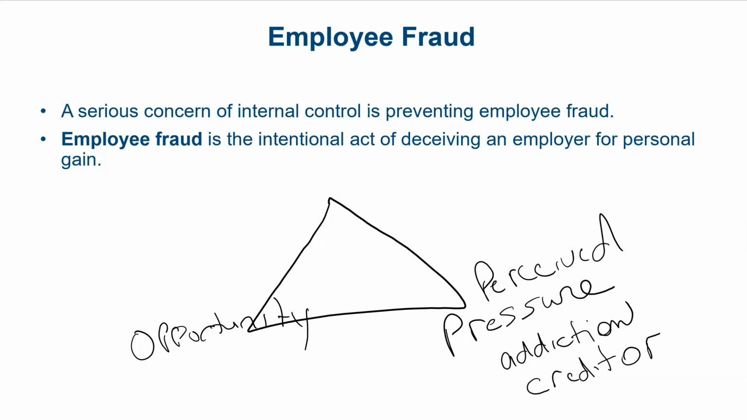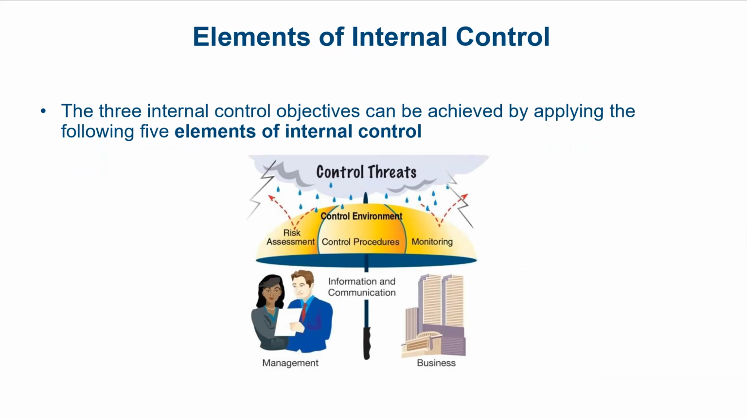And then the other one is rationalization. Somehow in their mind, they have to be able to rationalize it. There's several different ways they can do this. A lot of times they'll just say, I'm just borrowing it, I plan to pay it back. Or I work a lot more hours than everybody else, I deserve this. Or they don't pay me, or they don't appreciate me, so I deserve this. So if you as the business can take away one or more of these, then you can help to prevent employee fraud.